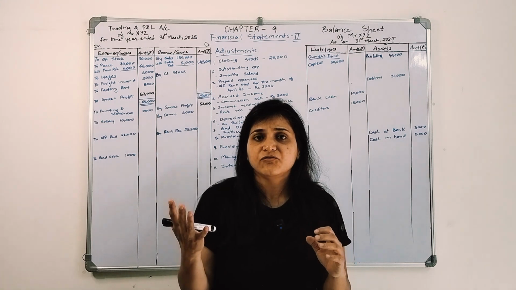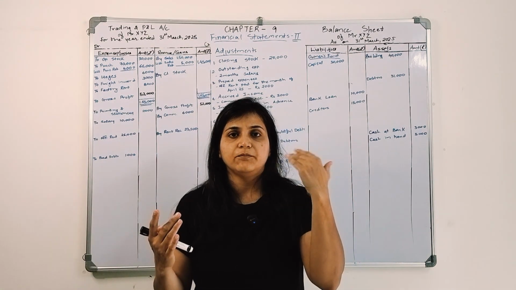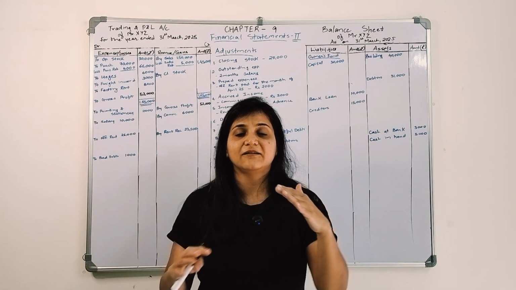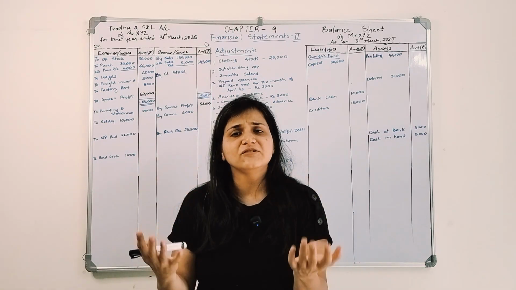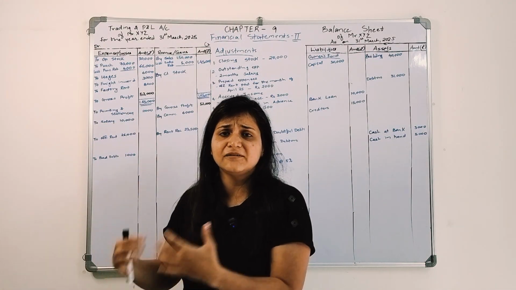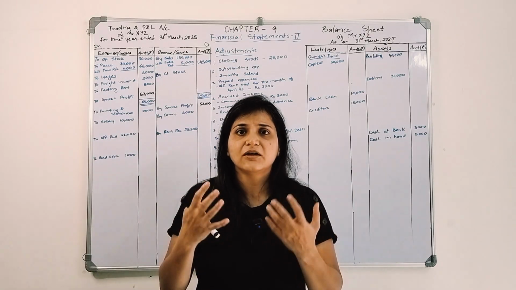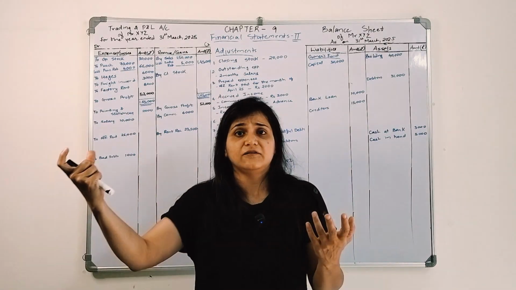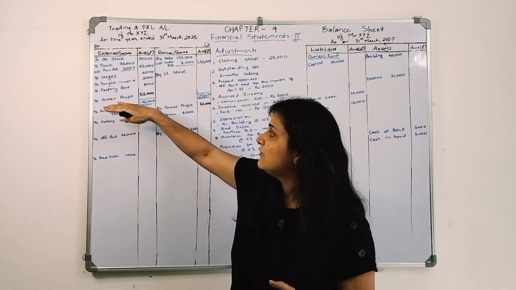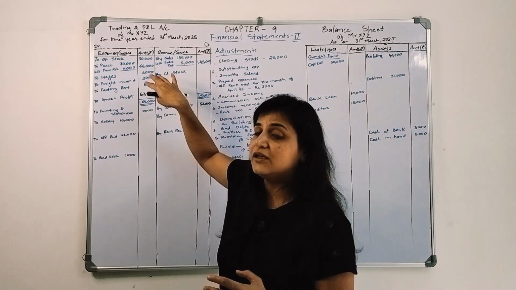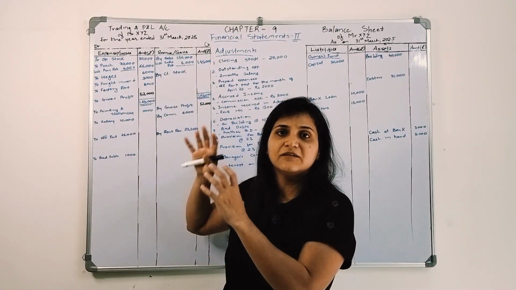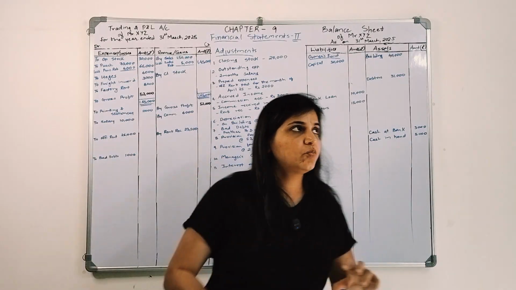What is the formula of cost of goods sold? Opening stock plus purchases plus direct expenses, we deduct the closing stock. Why? Because the closing stock is still there in the business. That is not the cost of the goods that we have already sold. Similarly, when we are calculating the gross profit, we need to deduct the closing stock. The closing stock is not a part of the gross profit.